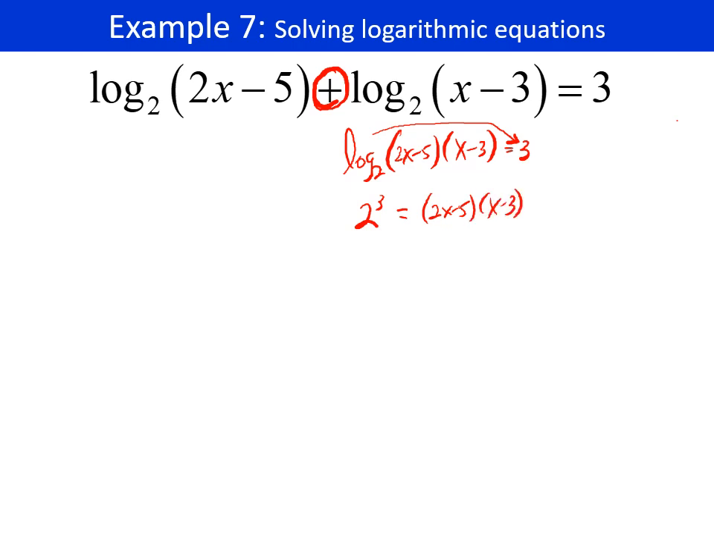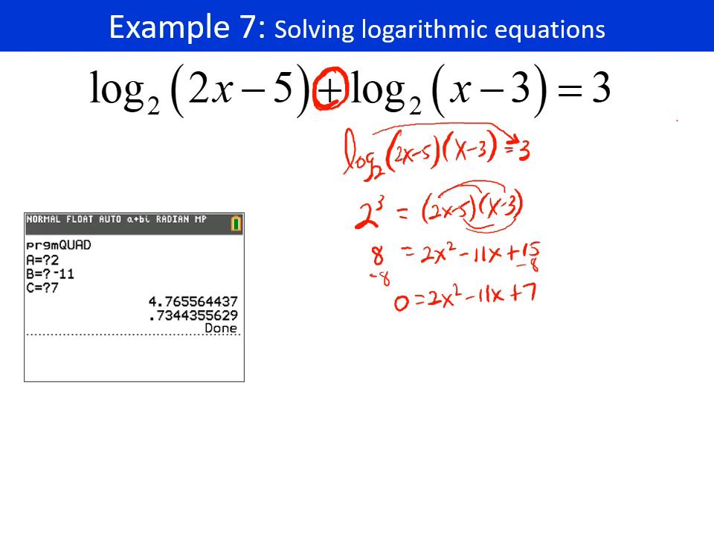However, once we get to that point, it's the same as the previous problem. The 2 to the third power is an 8. When we multiply this out, we get 2x squared. Negative 5x and negative 6x is negative 11x. And then positive 15. When we subtract 8 from both sides, we get the quadratic equation 2x squared minus 11x plus 7, which we will now solve on our calculator using our quadratic formula program.